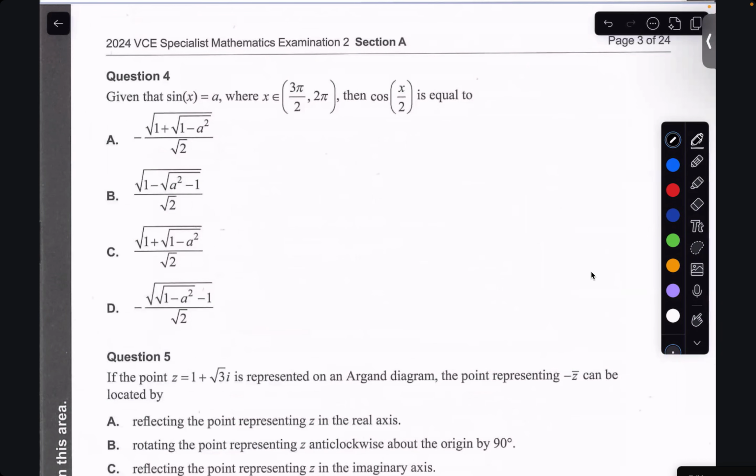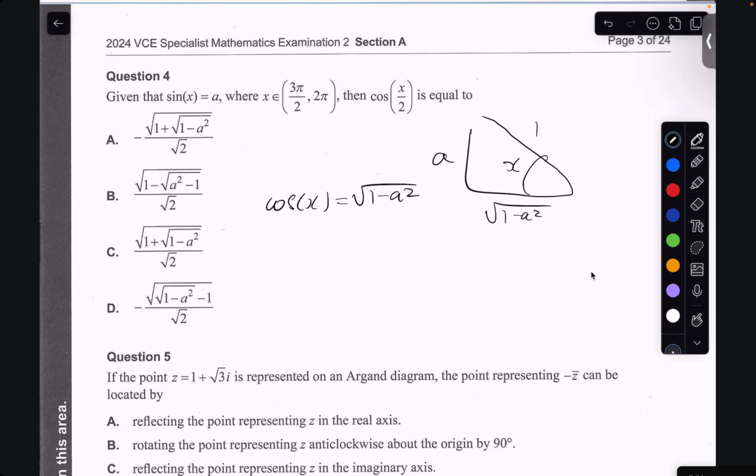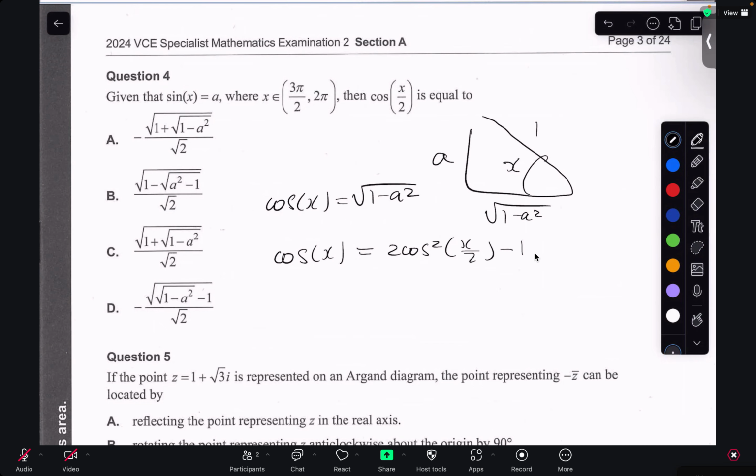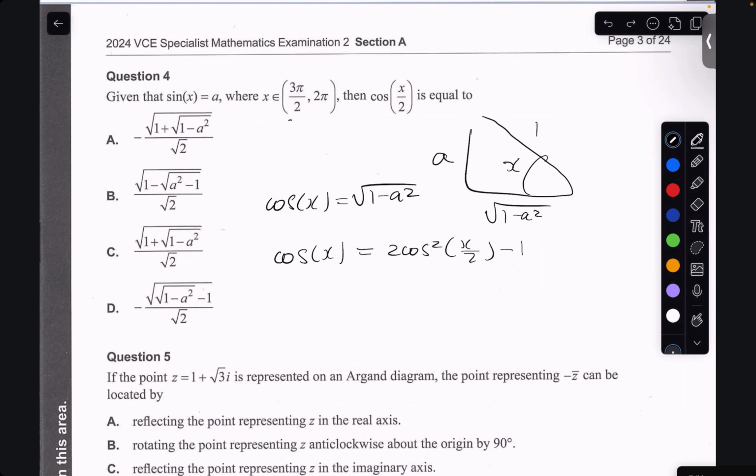Given that sine x is equal to a, then cos x over 2. So if we draw a triangle, that's x, a is here, 1's here, this is square root 1 minus a squared. It's in the fourth quadrant, so cos x is the positive square root of 1 minus a squared. We know that cos x is equal to 2 cos squared x over 2 minus 1. So we can solve for cos. Now, is this going to be the positive or the negative root? Well, x over 2 is between 3 pi over 4 and pi. That's second quadrant, so we should give the negative square root.